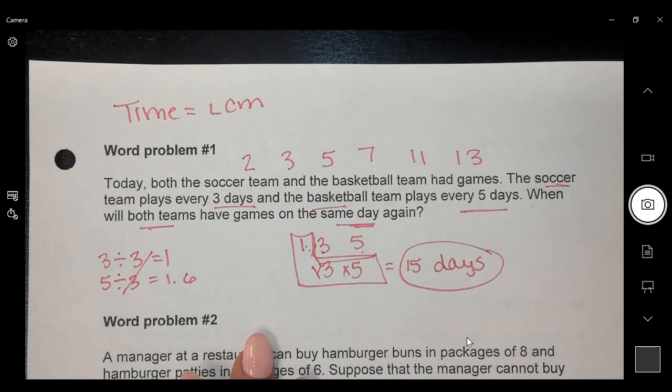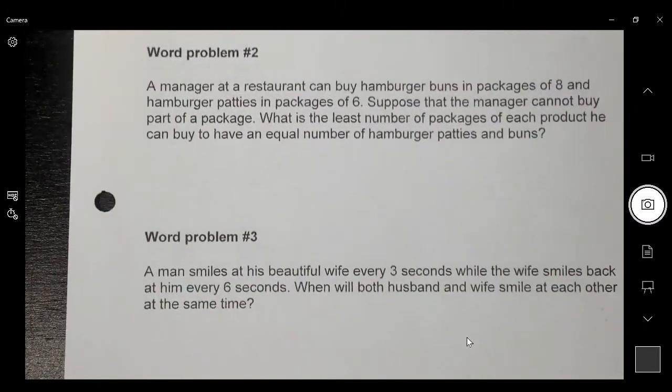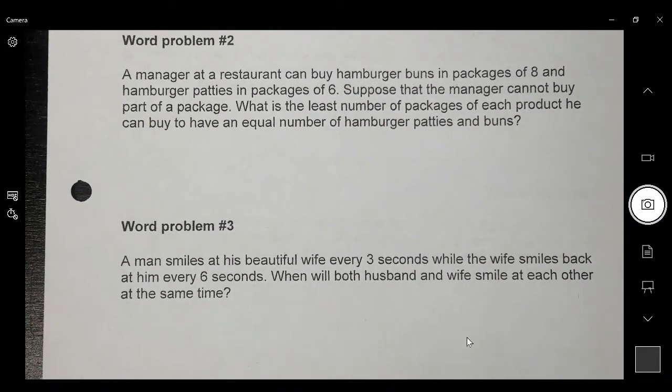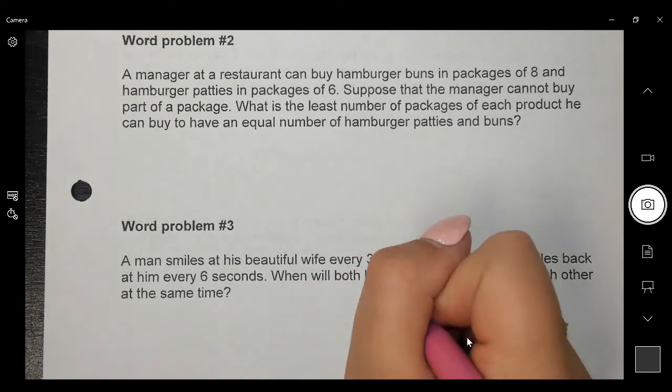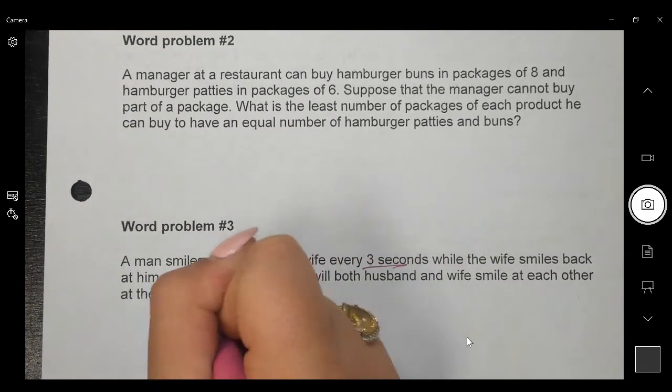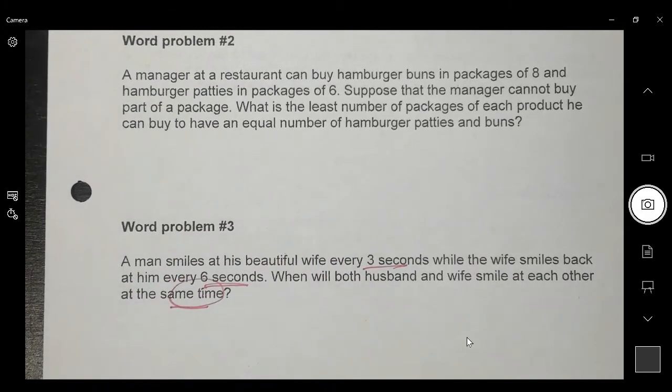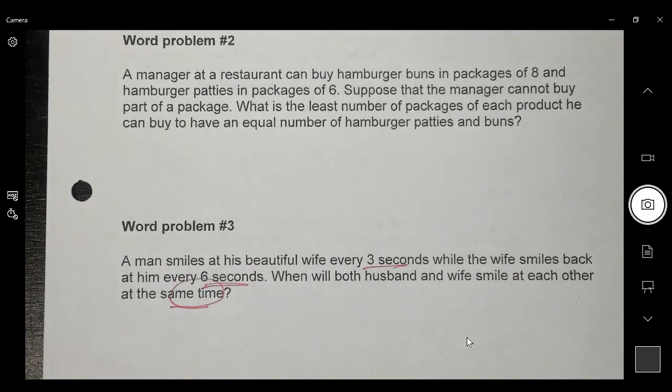We're going to skip word problem number 2 for now, and jump over to word problem number 3. It says, a man smiles at his beautiful wife every 3 seconds, while his wife smiles back at him every 6 seconds. When will both the husband and wife smile at each other at the same time? Once again, we're dealing with time. 3 seconds, 6 seconds, same time. That's time. We're finding LCM.